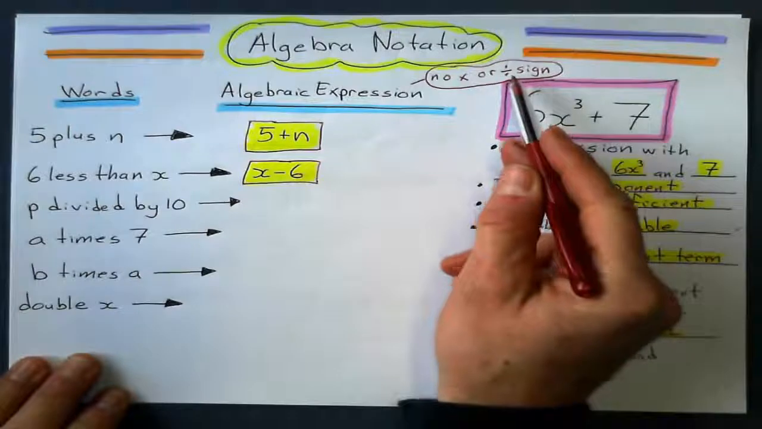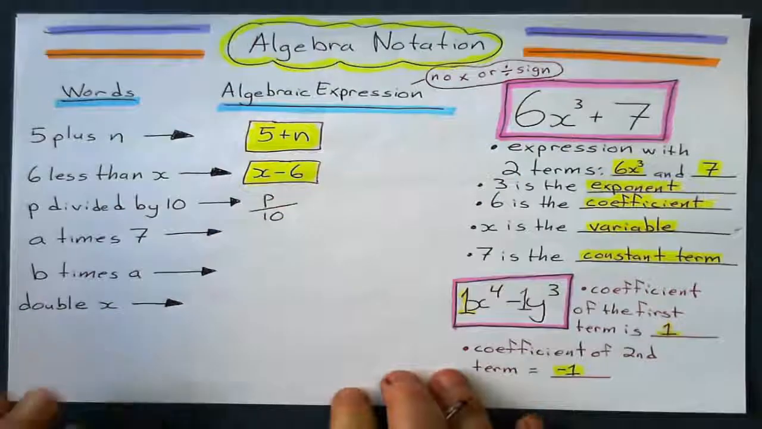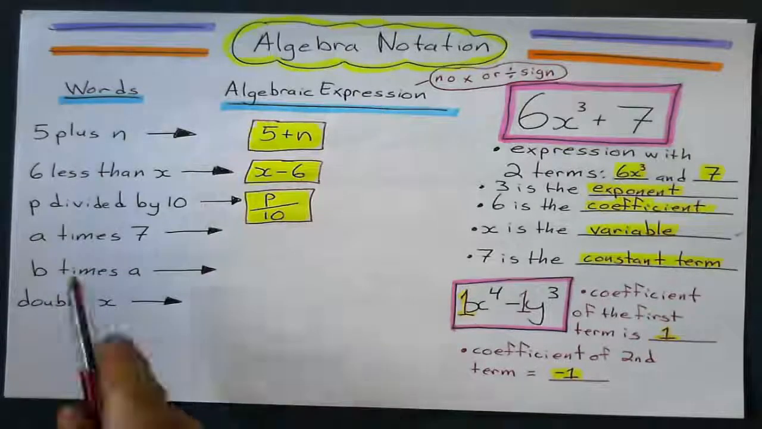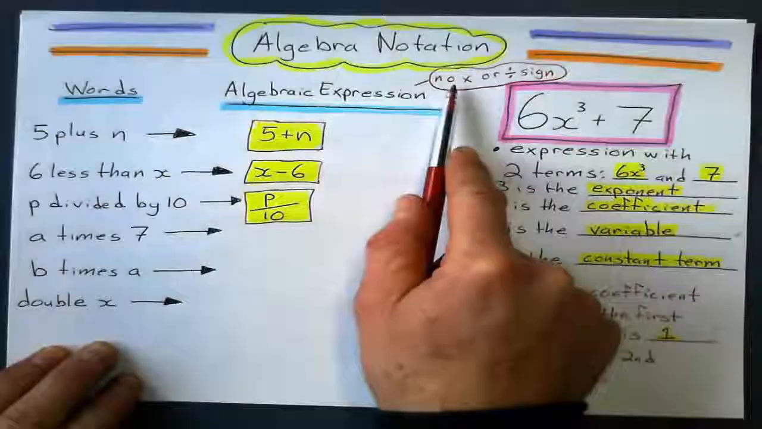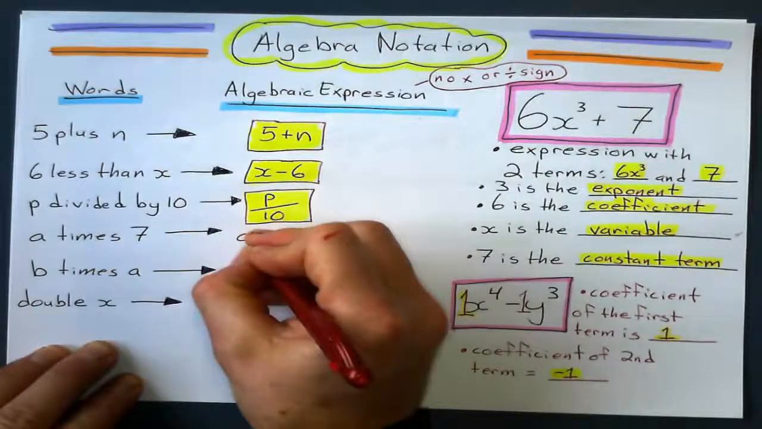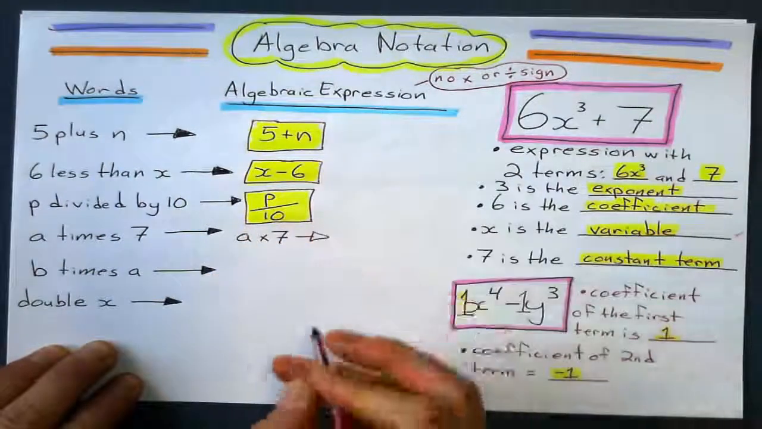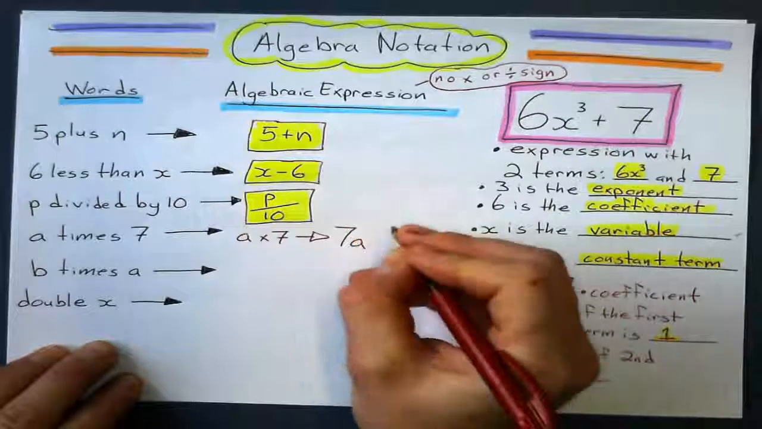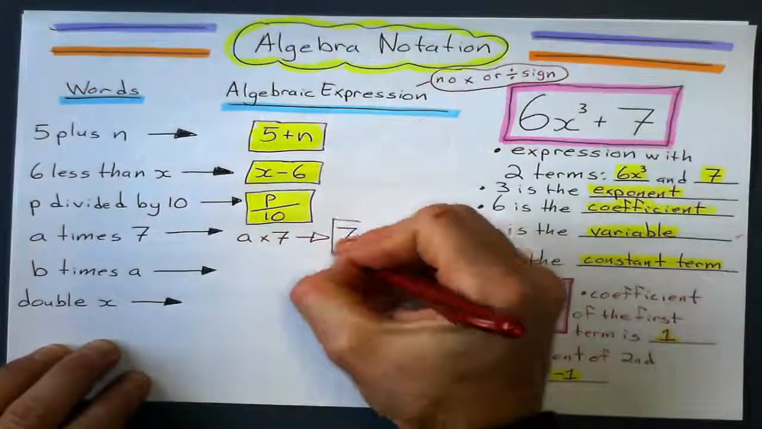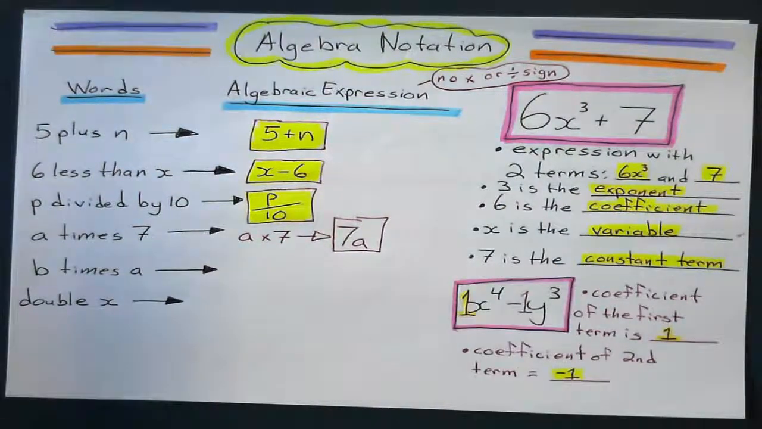P divided by 10. Instead of a division sign, we're going to use a fraction bar. P divided by 10. 8 times 7. Now, remember, I don't want to use the times sign there. I write it as the coefficient and the variable with no times sign. 7a means 7 times a. And we always put the coefficient first before the variable.